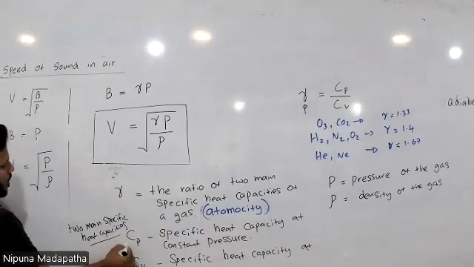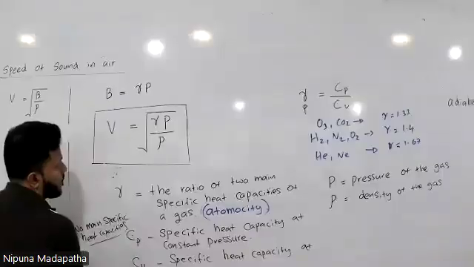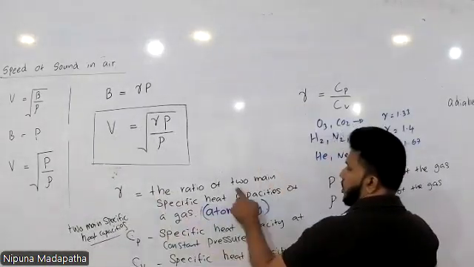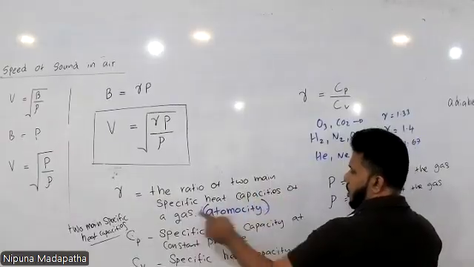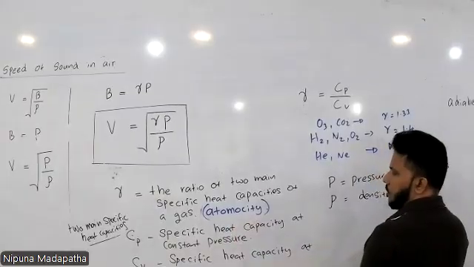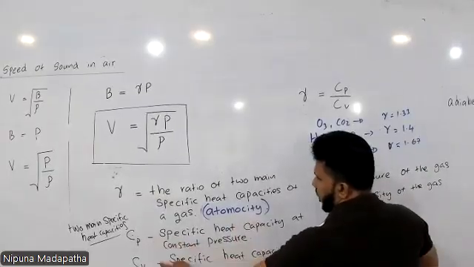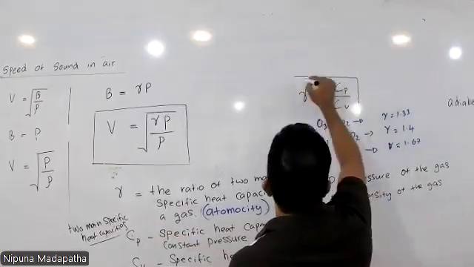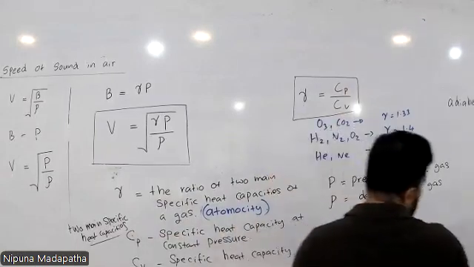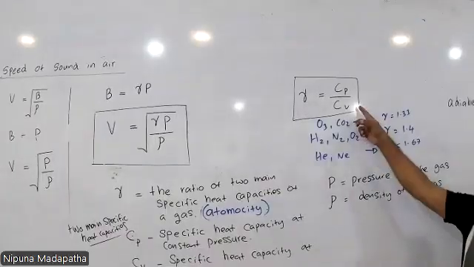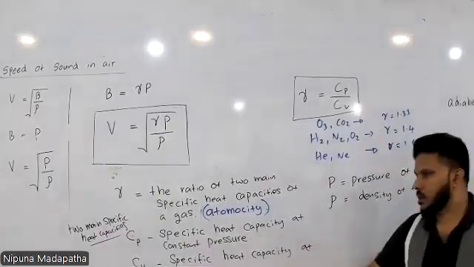These are the two main heat capacities, Cp and Cv. Gamma is the ratio of the two main specific heat capacities of a gas. It is also known as the adiabatic index. When the heat capacity is mentioned, the gamma expression: gamma is Cp over Cv.